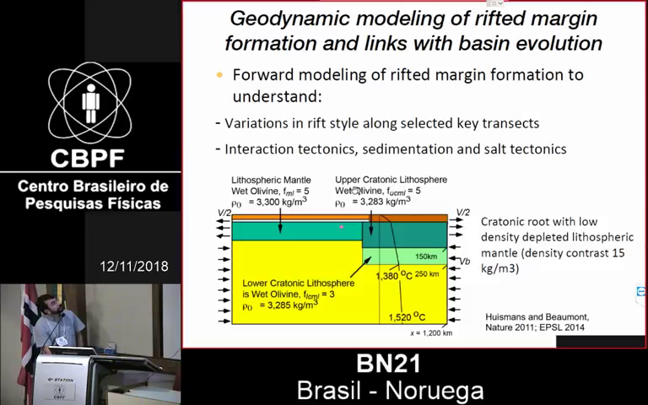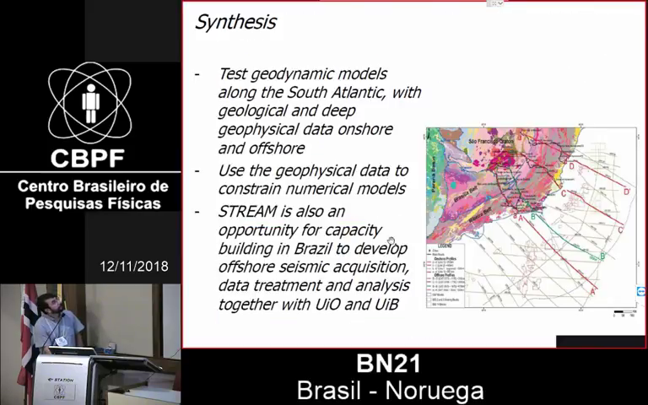And then those results are going to be incorporated in forward modeling for rift margin evolution to better constrain the evolution of the margins. And the idea is that we are going to use those results to test the geodynamic models we have along the South Atlantic, using the geophysical data to constrain the numerical models we are going to build.